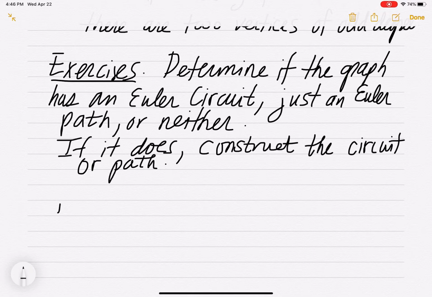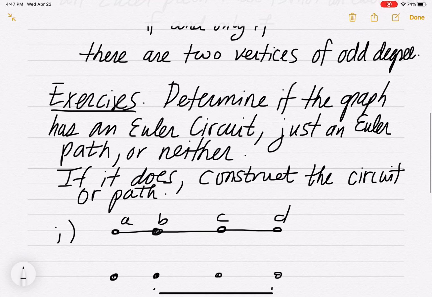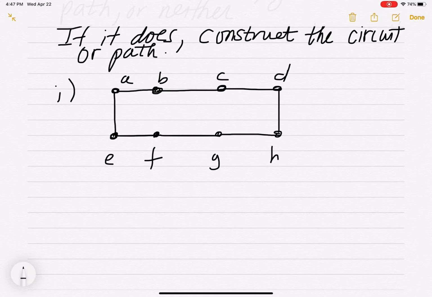All right, here's number 1. So I got A, B, C, D. And then underneath that, I got E, F, G, H. A goes to B, B goes to C, C goes to D, D goes to H. G goes to H, F goes to G, E goes to F, A goes to E. E goes to B, G goes to D, C goes to G. B goes to F. A goes to B, and E goes to F. Oh, there's one more. C goes to D.